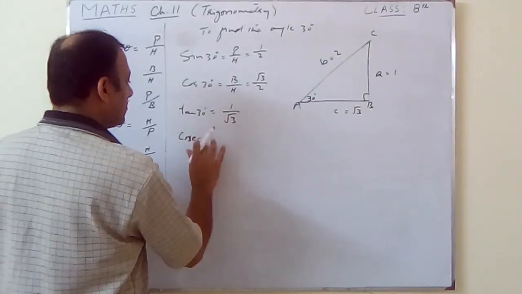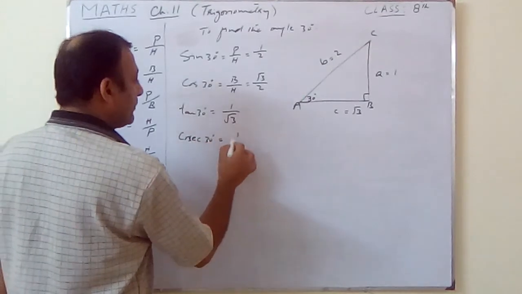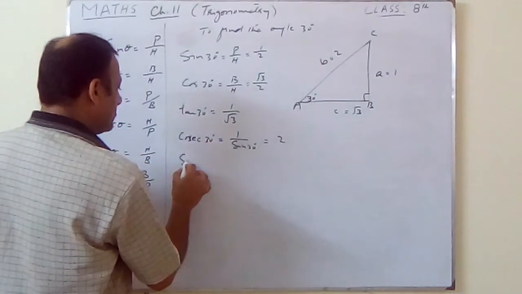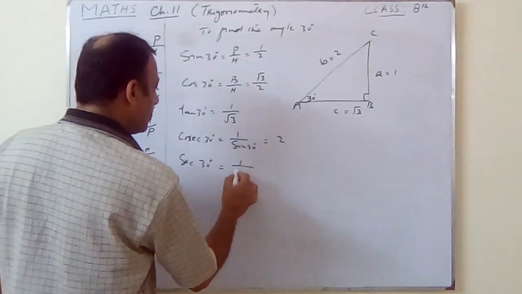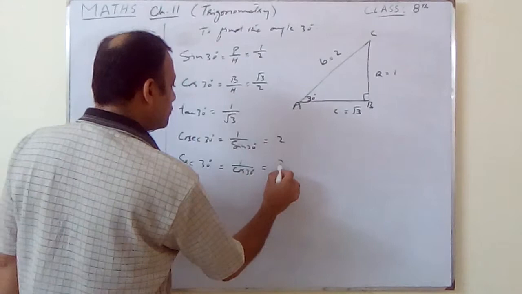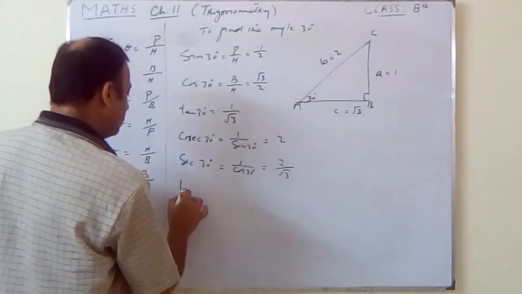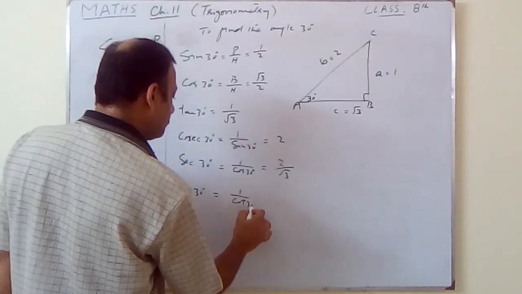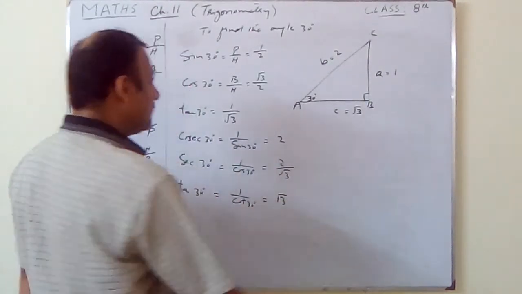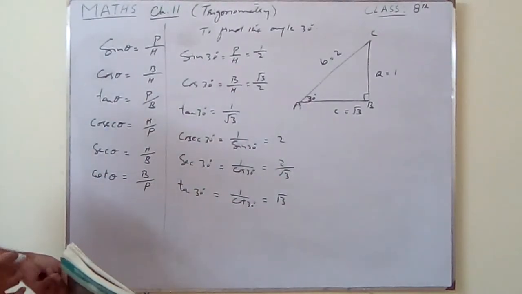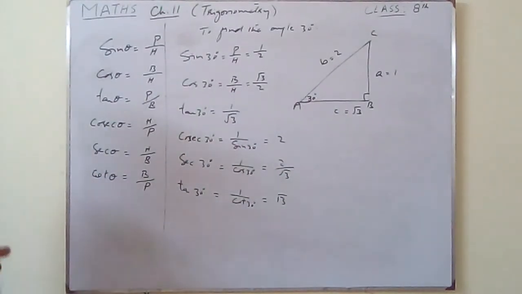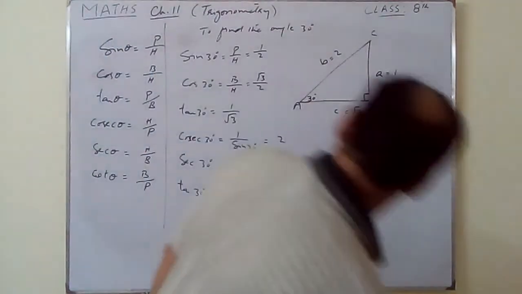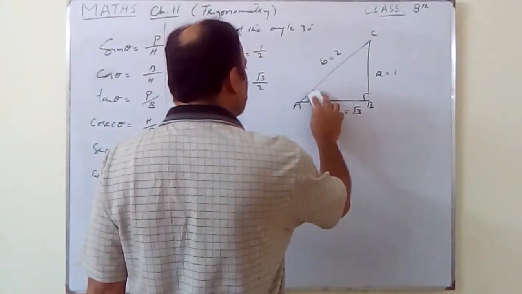Likewise, cosecant 30 is the reciprocal of sine 30, so it is 2. Secant 30 is the reciprocal of cos 30, that is 2 divided by square root of 3, and cot 30 is 1 over tan 30. So these are the values we find for the 30 angle. Likewise, we can also find the values for 60.